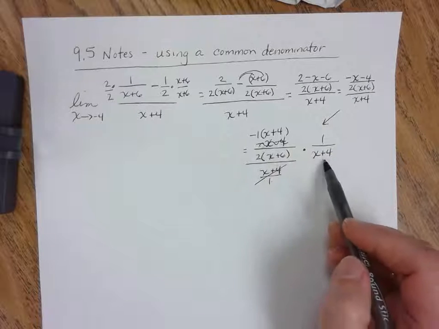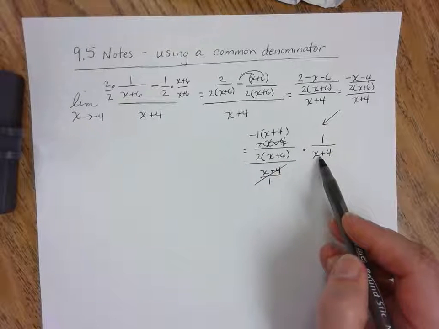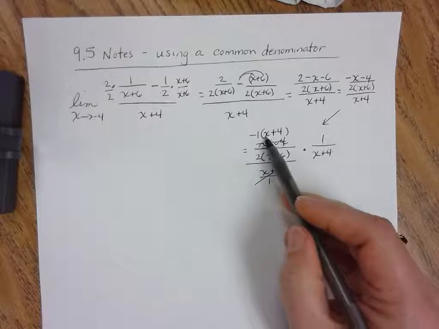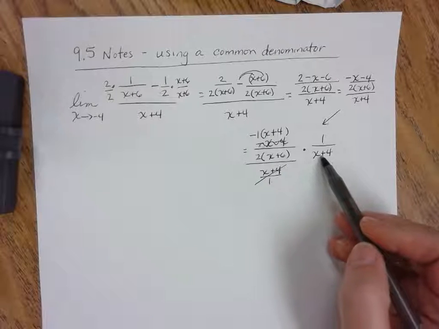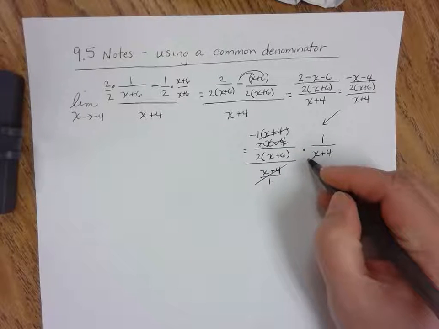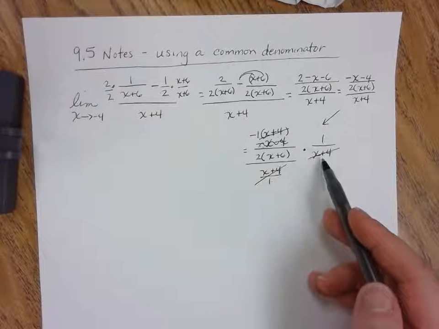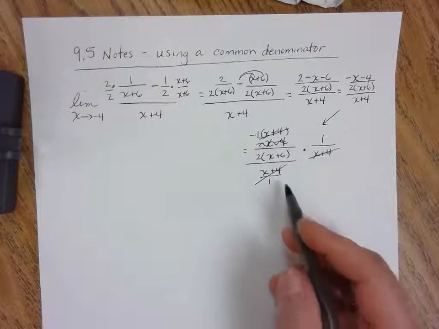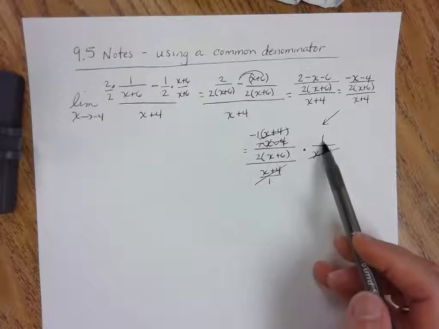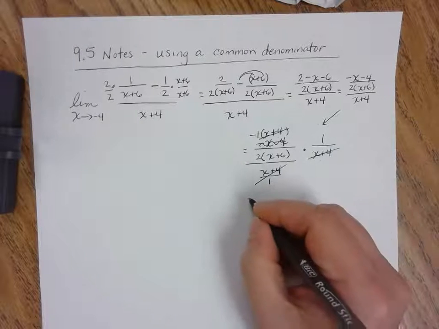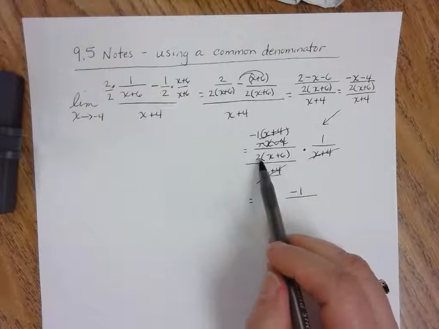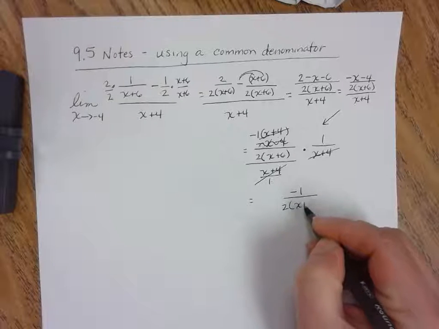Now I see something that looks familiar. Here's what I've got. A -1 here. This x plus 4 is in the numerator. This x plus 4 is in the denominator. Those now can cancel. One in the numerator, one in the denominator. They're going to cancel. So what do I have left in my numerator? Well, I've got a -1 times a 1. That's -1. What's left in my denominator? A 2 parentheses x plus 6.